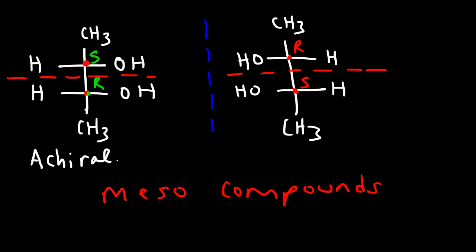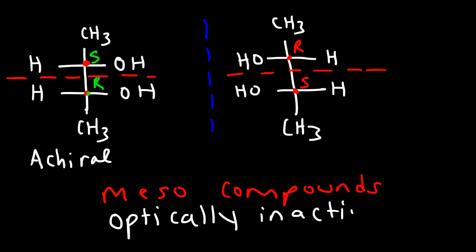And so meso compounds are optically inactive. What this means is that meso compounds do not rotate plane polarized light. So make sure you understand that meso compounds are always optically inactive. The reason it has a line of symmetry is that you can see the elements across that internal line of symmetry are the same.